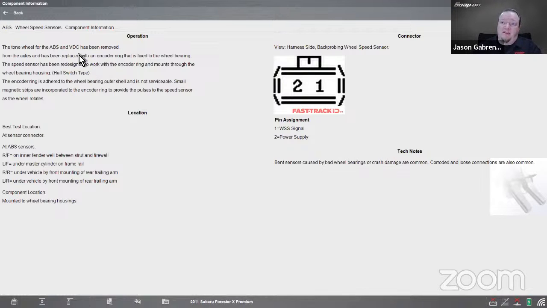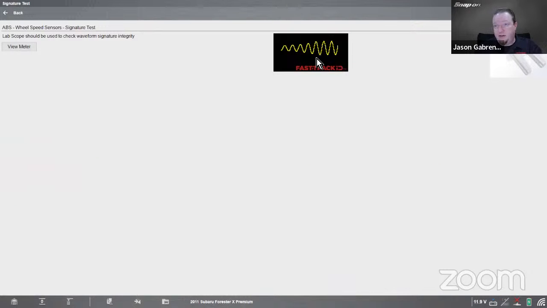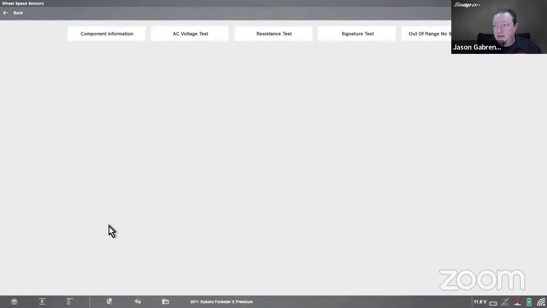The tone wheel for the ABS and VDC has been removed, so that's vehicle dynamics control, which is like stability control. They removed it from the axles and replaced it with an encoder ring that's fixed to the wheel bearing. So these are the magnetoresistive. The speed sensor has been redesigned to work with the encoder rings and mounts through the wheel bearing housing. It's a Hall switch type. It's actually just part of the wheel bearing. The encoder ring is adhered to the wheel bearing outer shell. It's not serviceable. Small magnetic strips are incorporated in the encoder ring to provide the pulses to the speed sensor as the wheel rotates. And then if we wanted to do, say, a signature test, it's going to show you that. You're just going to hook up to it and check the signature.